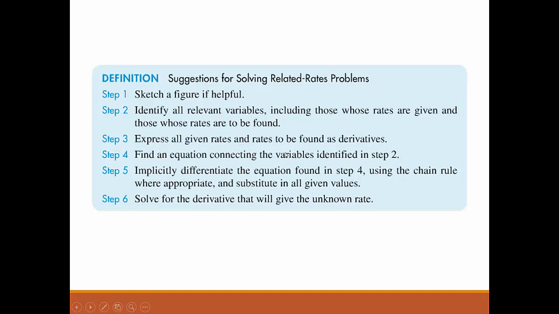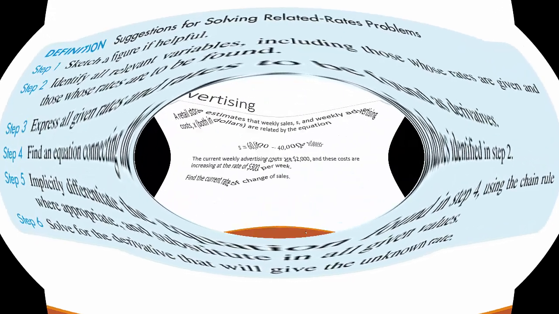Find an equation that connects all these variables, implicitly differentiate the equation like we did, using the chain rule where appropriate. So that's where we had to add the dx/dt, the dy/dt, and then solve for the derivative that will give us the unknown rate. So these are the steps to help you become successful in how you solve these type of problems.